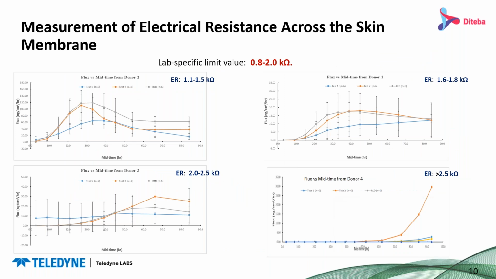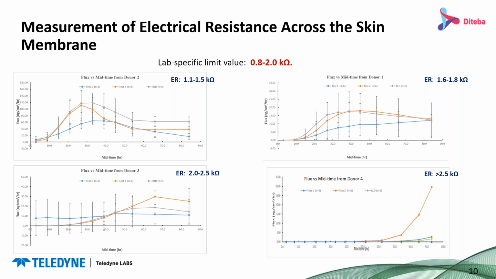Here is empirical IVPT data analysis. Comparison of IVPT data for 3 cream formulations on 4 different skin donors in 6 replicates each. Key findings show varying permeation profiles based on the skin donors and the corresponding electrical resistance readings. For example, as you see, donor number 2 with resistance between 1 and 1.5 kilo ohm demonstrated the best IVPT data for expected flux profile.